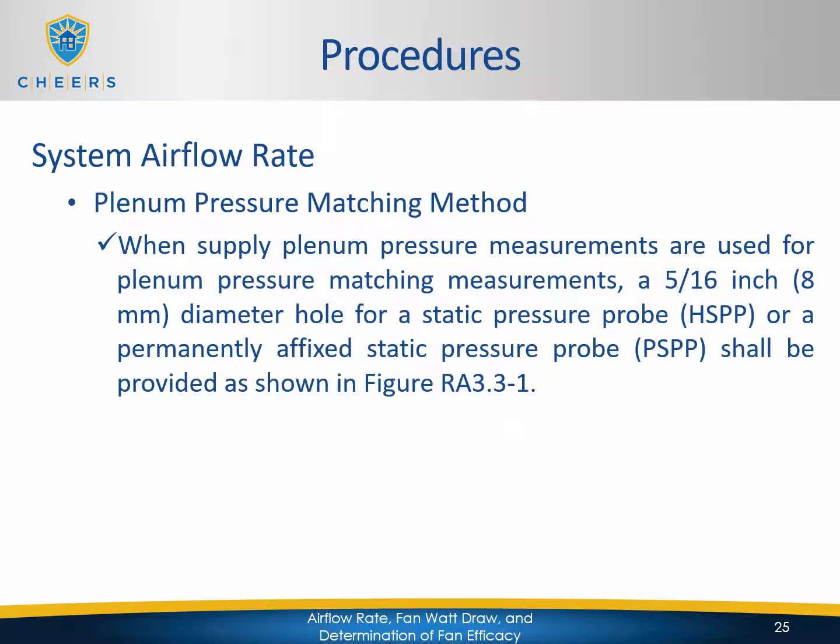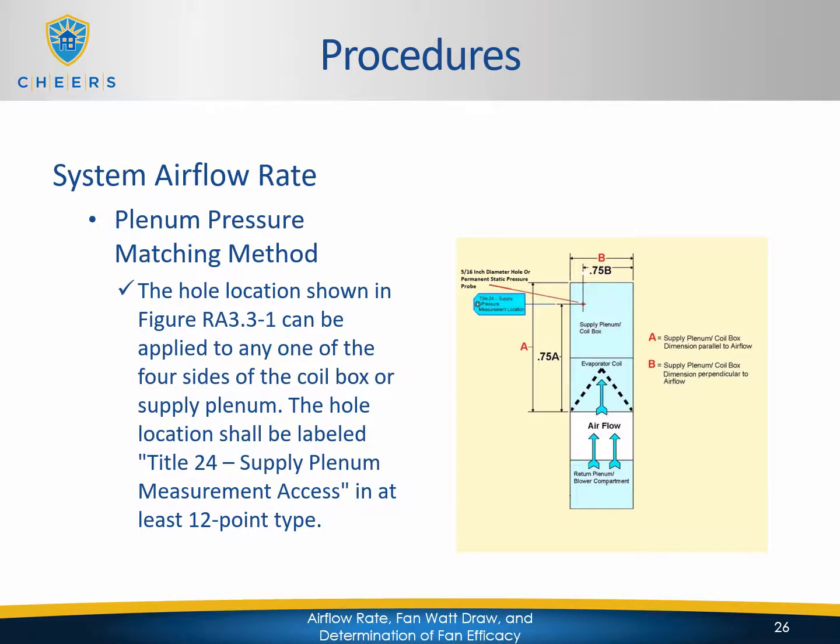So the plenum pressure matching method. When supply plenum pressure measurements are used for plenum pressure matching measurements, a 5/16 of an inch or 8 millimeter diameter hole for a static pressure probe, or HSPP, or a permanently affixed static pressure probe, PSPP, shall be provided as shown in figure RA 3.3-1. And this is an example of what those access holes would look like and the location of them.